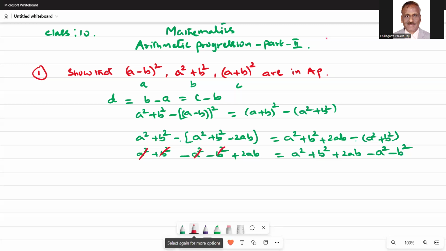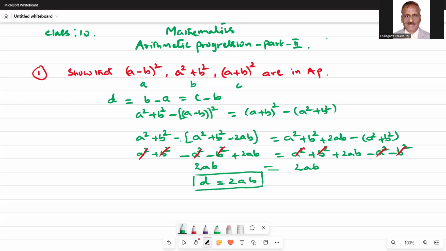At the same time in RHS also, plus a square minus a square, plus b square minus b square get cancelled. So what is the leftover term now? 2ab. 2ab is equal to what? Here also we got 2ab. So what is this 2ab here? Common difference. So the common difference d is equal to 2ab. If the common difference exists among the terms of the progression, then naturally the given terms form an AP.